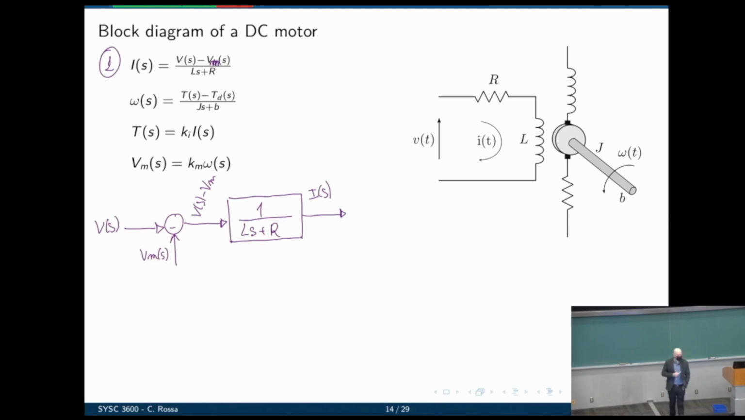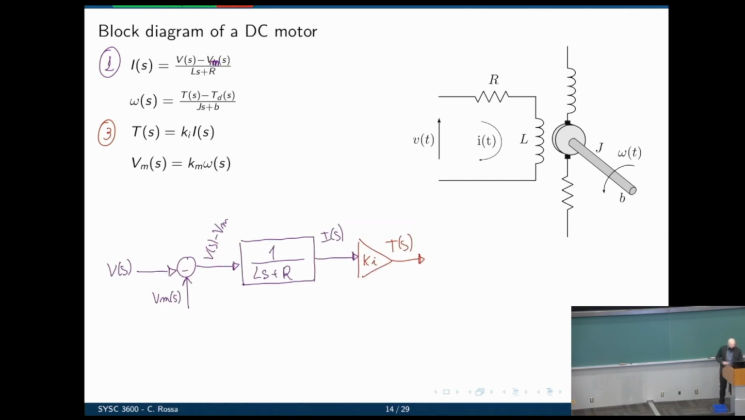Well, we have I of S. Now, if you look at the third equation here, we see that if you multiply IS by KI, the result is T of S, isn't it? The result is T of S. And what do we do next? Now we can continue our reasoning and go, let's say, to where T of S is, which is equation 2.